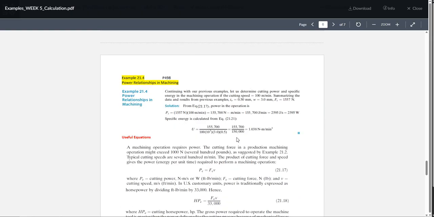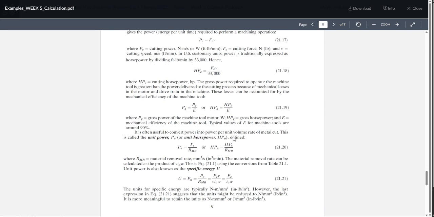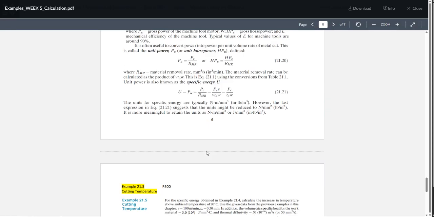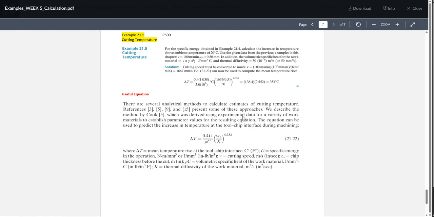Okay, now here about the cutting power, and specific energy also can be calculated by using the equation 21.17 up to the 21.21. I think that we don't have too many questions related to that, but anyway, it's going to be nice to go through that.